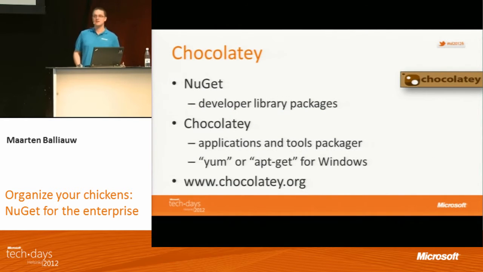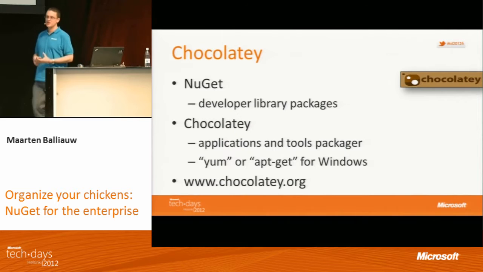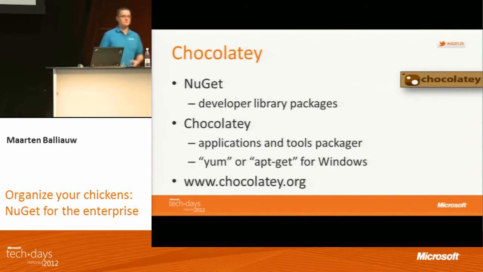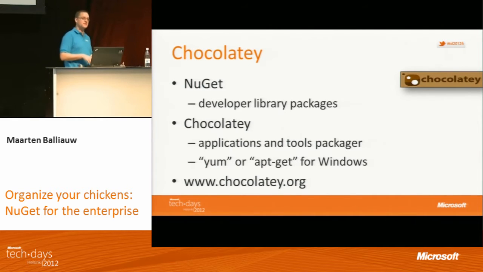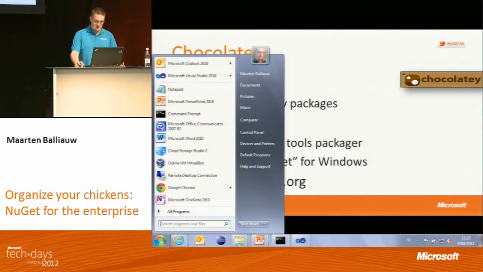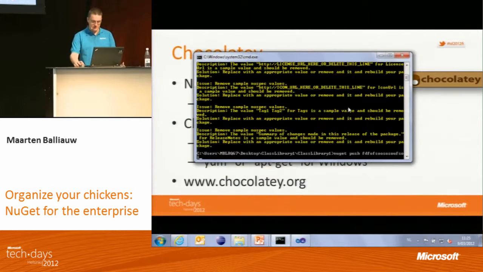Another interesting way of abusing NuGet is Chocolatey. Who of you has been using Linux or Debian or something like that? Okay, you have those package managers on there. You have yum, you have apt-get, all those things where you can just from the command line say, install this software, install this software, install this software. Well, Chocolatey is the same thing, but for Windows. So what Chocolatey does is, I'm going to quickly show it to you.